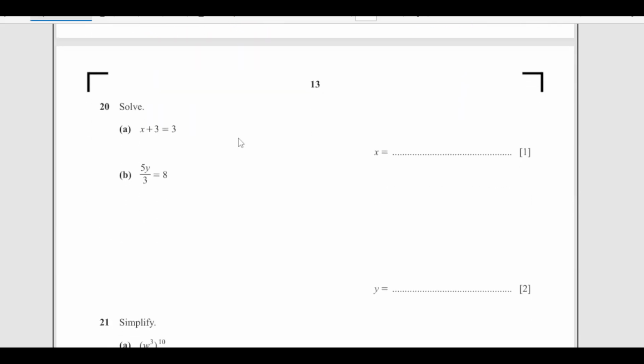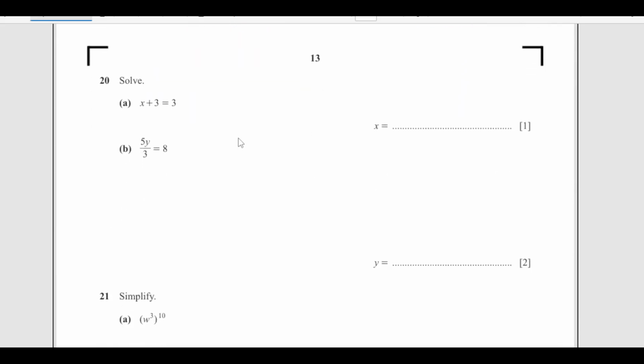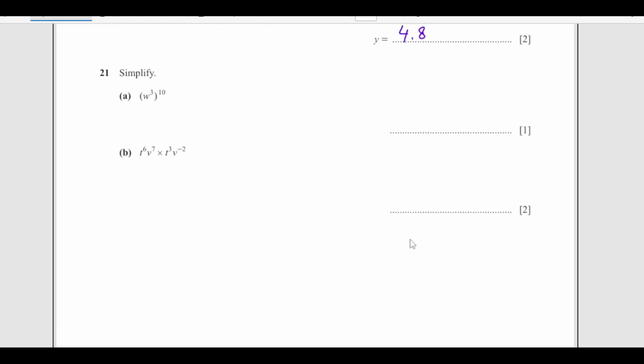Now, number 20, solve this. So, we need to find out, when I will solve means we are looking for the value of x. So, x is 3 minus 3, that is 0. So, x is 0, 1 mark question, very straight away. 5y will be, just cross multiply here, 8 times 3, y will be 24 over this 5. 24 over 5, you can either convert into decimal or you can leave it like that. So, 4.8.